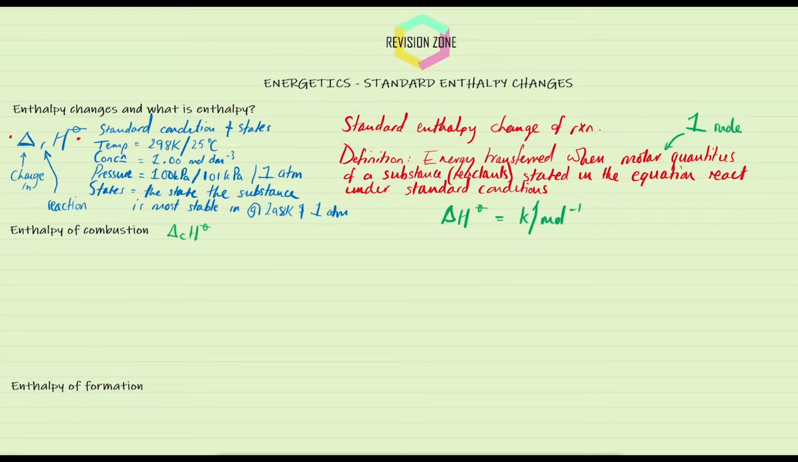Now, you might see delta HC in text sometimes, where the C is after the H. So don't worry if you do see that, it's still correct, but you tend to see this descriptor more often now.